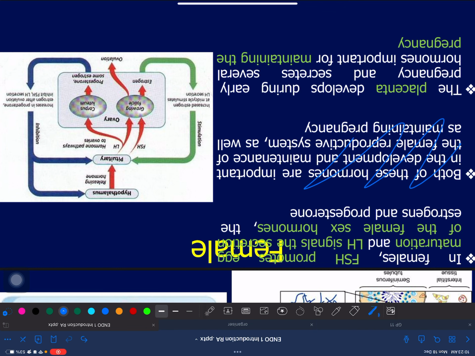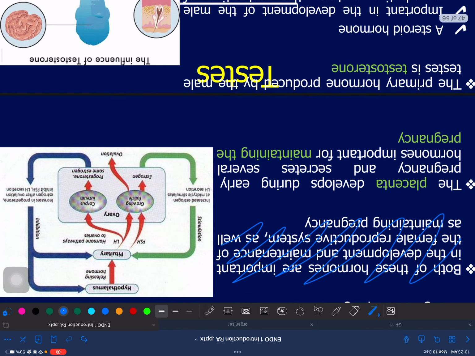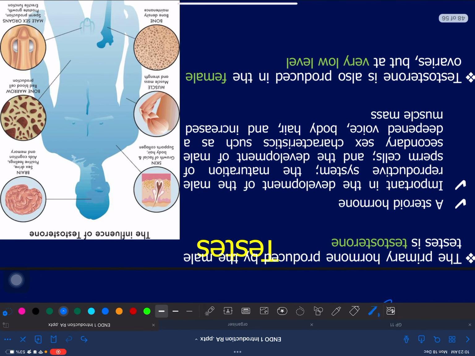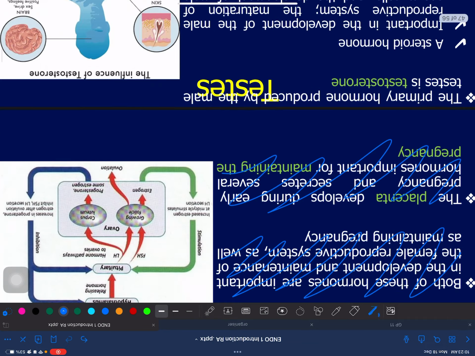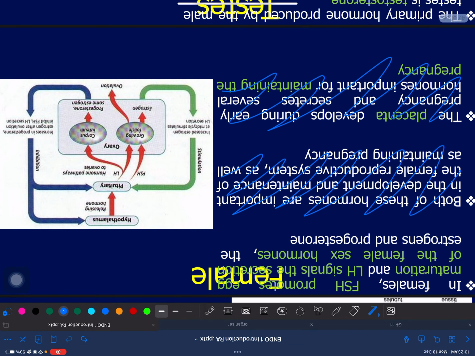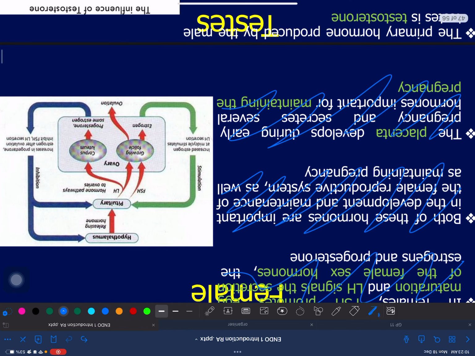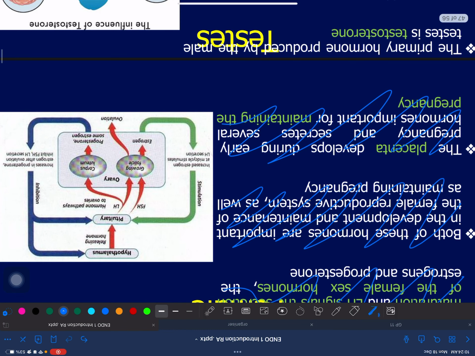Okay, this is again FSH and LH from the pituitary. Okay, and then FSH will stimulate the growing follicles. Okay, egg maturation, and LH as well, but LH also stimulates the corpus luteum in ovary to produce progesterone and also estrogen. Okay.